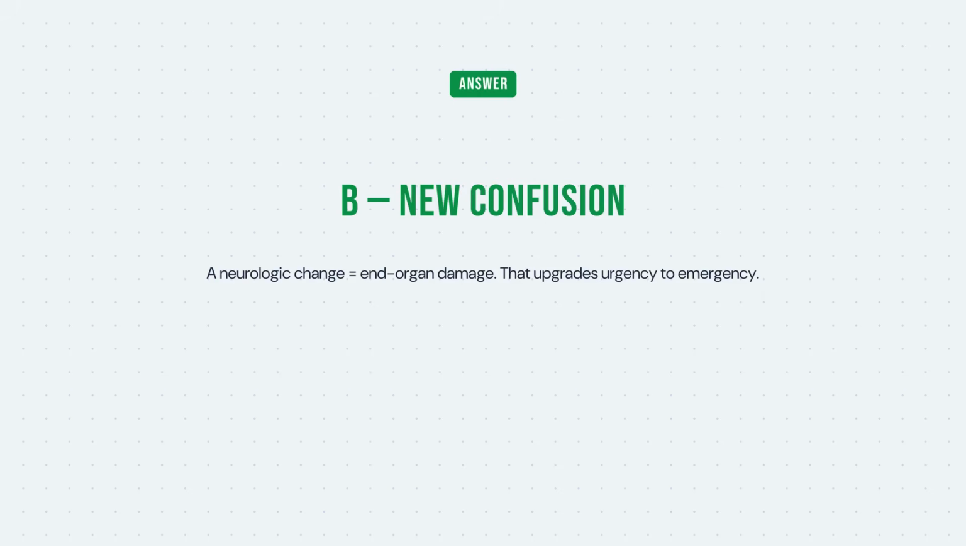The answer is patient B, the one with new confusion. Headache, nosebleed, and a missed dose are all concerning, but new confusion is a neurologic change. And a neurologic change in the setting of severe hypertension means the brain is being injured right now. New confusion is an organ damage cue, and that is the word that converts urgency into emergency. Because the same endothelium hypertension has been injuring for years is exactly where our patient's problem started.